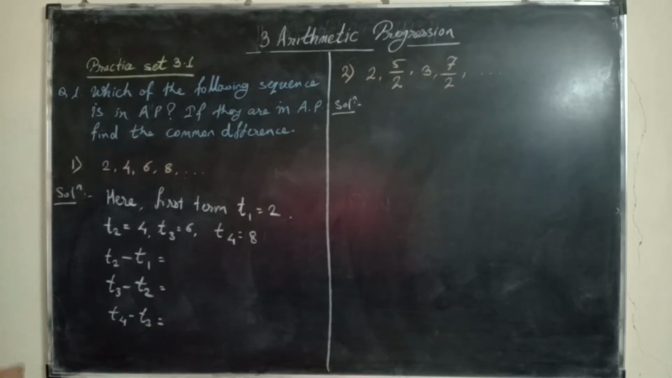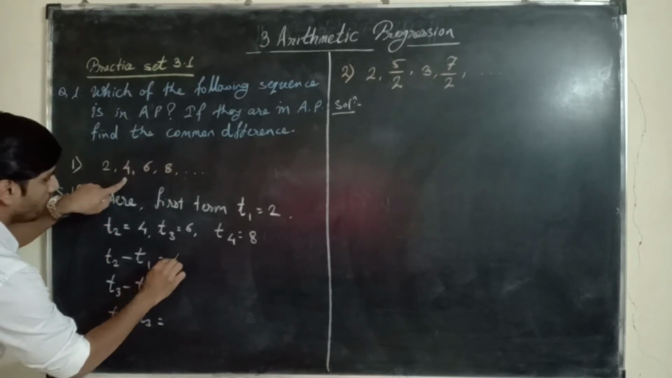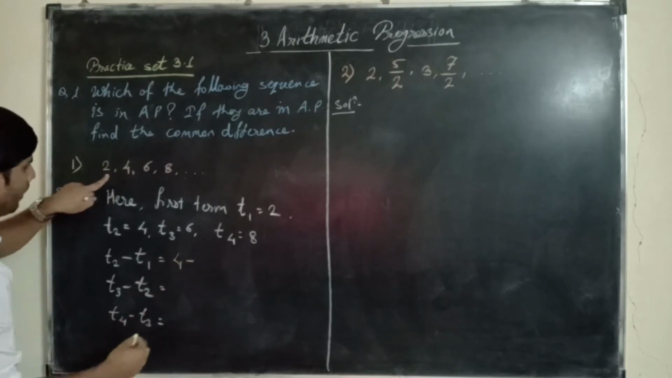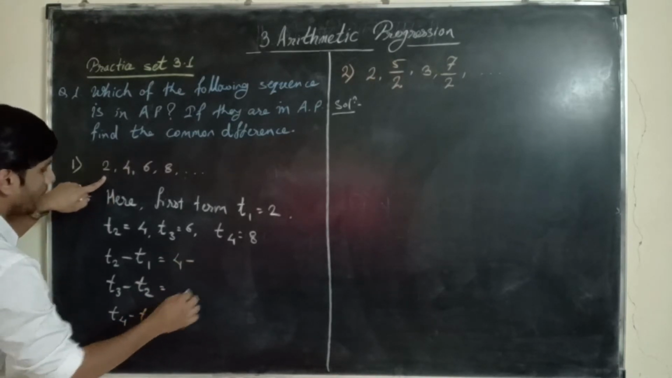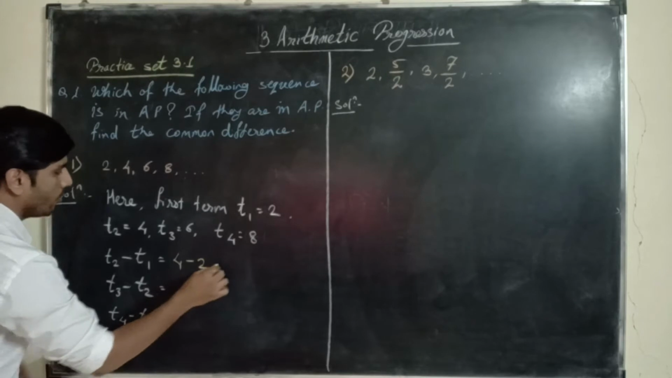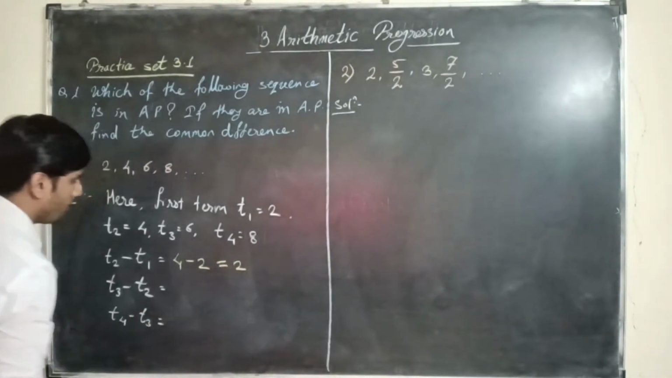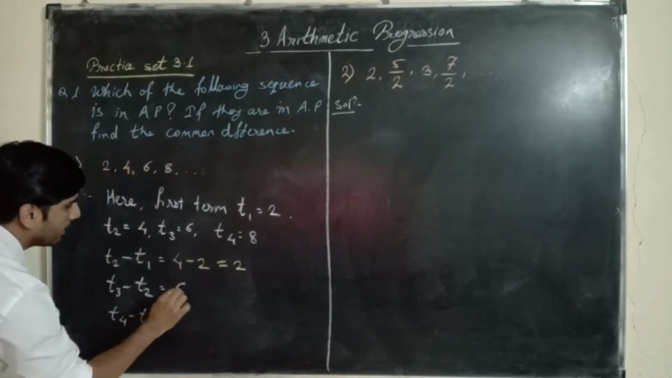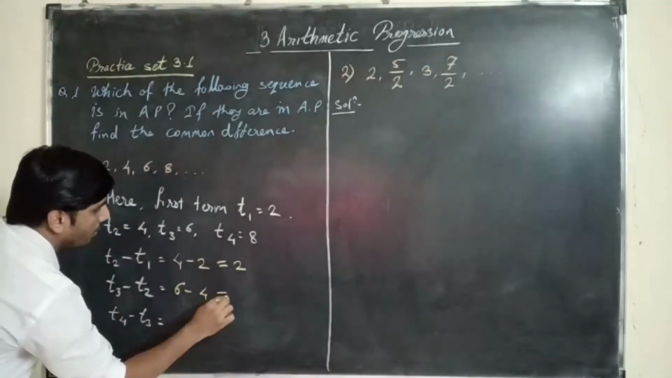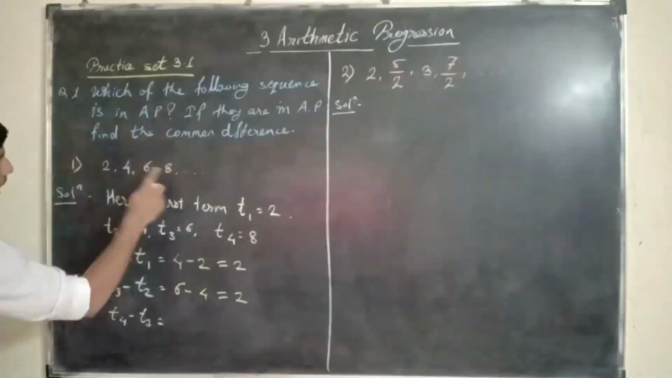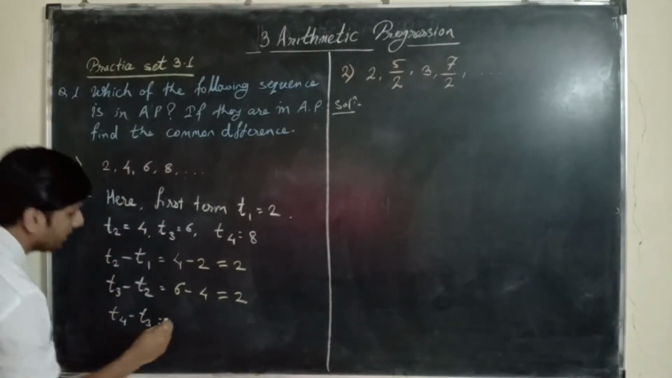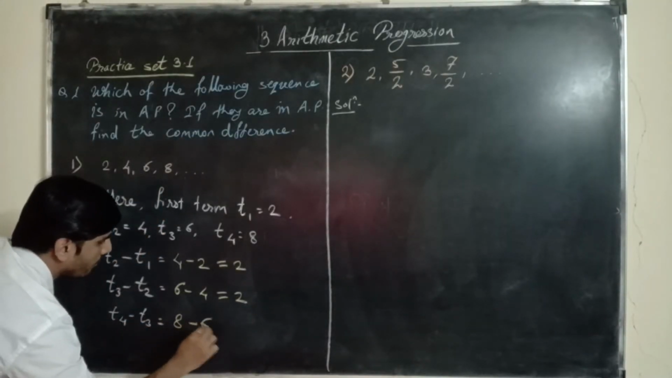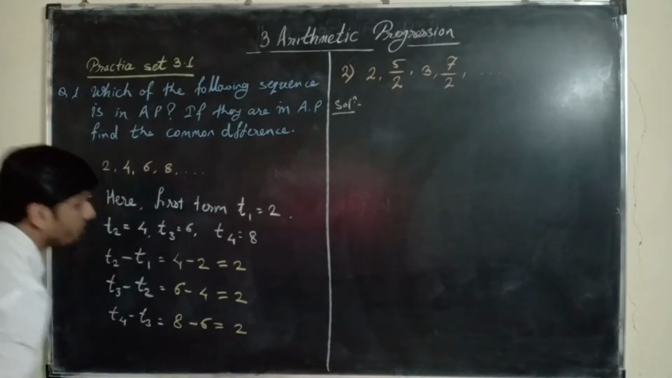So here T2 is 4 and T1 is 2. So 4 minus 2 is 2. Again here T3 minus T2, that is 6 minus 4. Again we are getting 2. And T4 minus T3, that is 8 minus 6. Again we are getting 2.